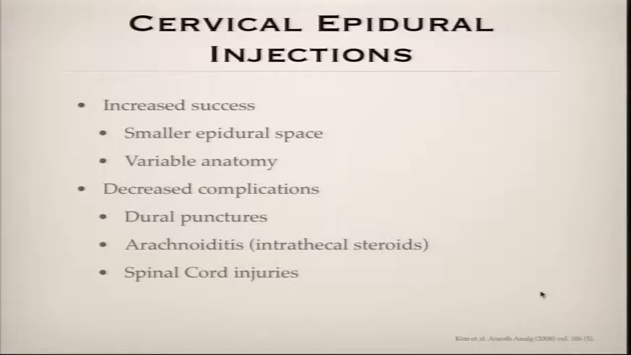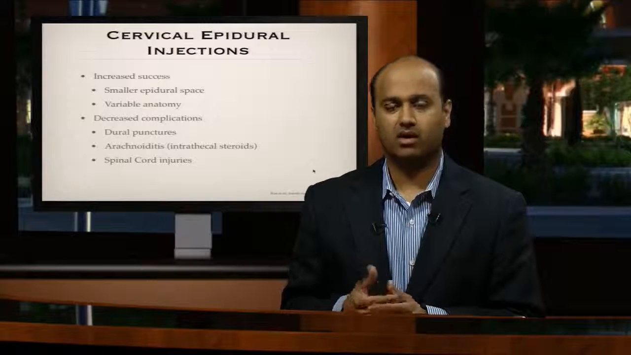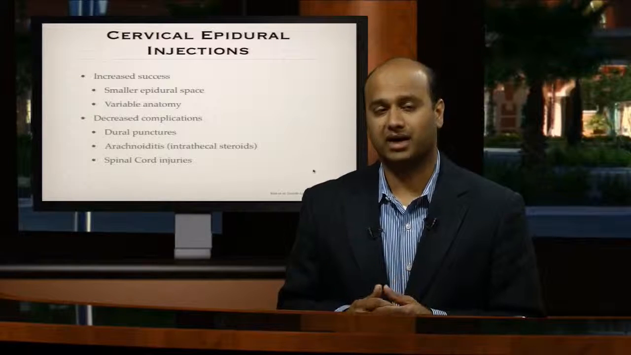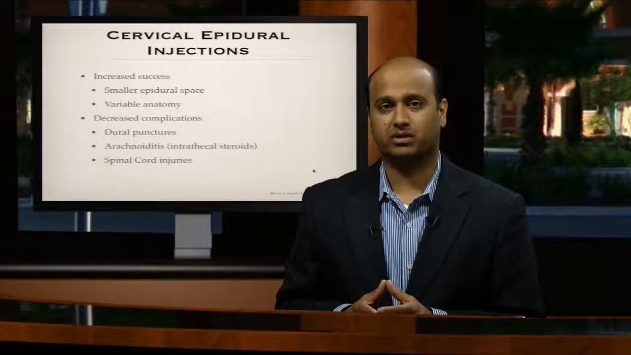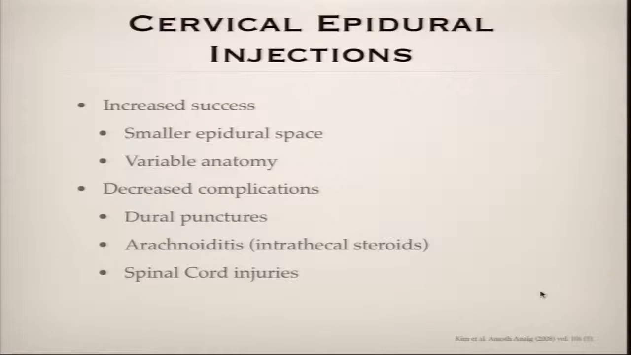First example is cervical epidural injections. With the ultrasound, there have been studies that show that you can actually increase the success rate of the epidural injection. And this is important because the epidural space in the cervical area is smaller and the anatomy can be quite variable. So increased success hopefully also leads to decreased complications. The complications in particular that we're worried about are dural punctures, arachnoiditis from injecting steroids in the intrathecal space, and then spinal cord injuries at the cervical level.